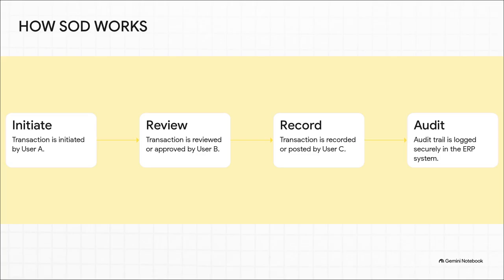Okay, so how does SoD actually work in an ERP conceptually? It's kind of like a relay race. Step 1, a transaction is initiated by user A. Step 2, it's reviewed or approved by a distinctly different person, user B. Step 3, it gets recorded or posted by the system or user C. And finally, step 4, an audit trail is safely logged in the ERP. Different users perform different activities, and the system enforces this role-based access to completely prevent any conflicting overlap. It's a clean, totally traceable baton pass from one person to the next.